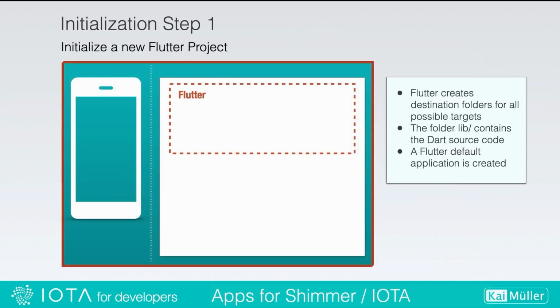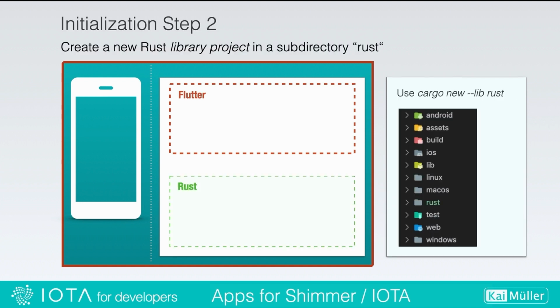The initialization process starts with creating the Flutter project. Flutter generates a project folder with target folders for all supported platforms. The source code resides in the lib directory containing a default application. In step 2, a Rust library project is created, which adds another directory named Rust to the existing Flutter project. This Rust directory serves as the location for writing the Rust code.